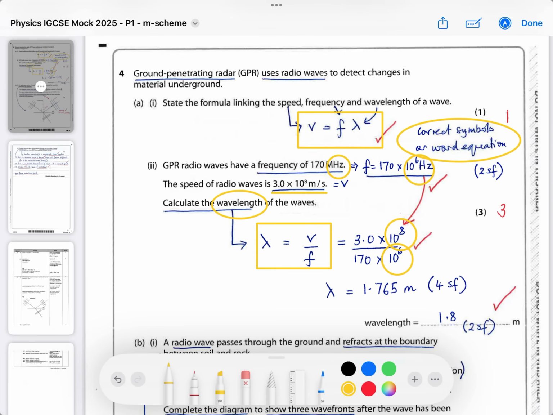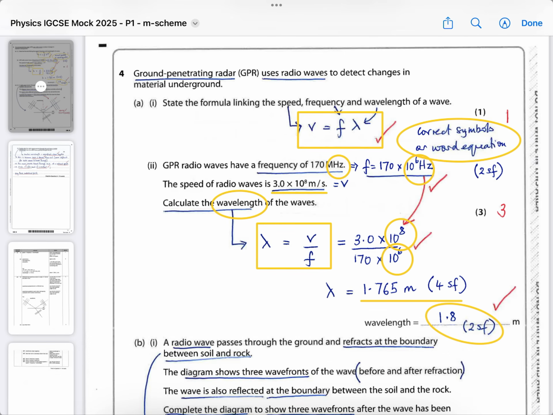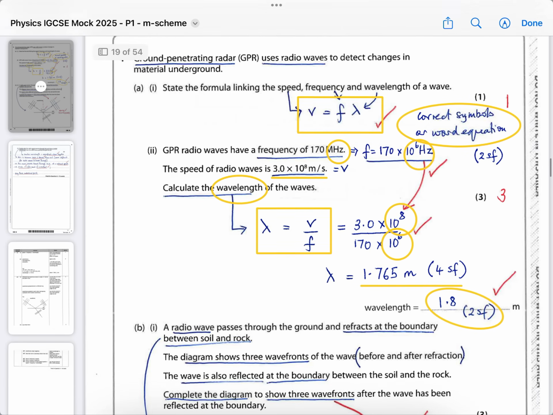So it's basically 300 divided by 170, which gives you, to 4 significant figures, 1.765 meters, the wavelength. But you should round it to 2 significant figures because the data provided is only accurate to 2 significant figures. That's how you know how many significant figures you should quote. The same goes for A-level. So when I do these GCSE papers, I'm showing you how to do physics correctly, which best prepares you for A-level.